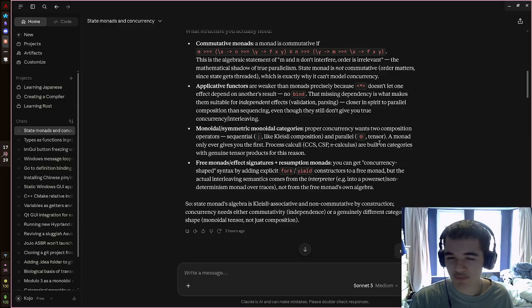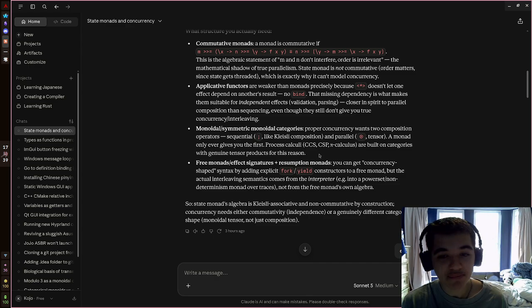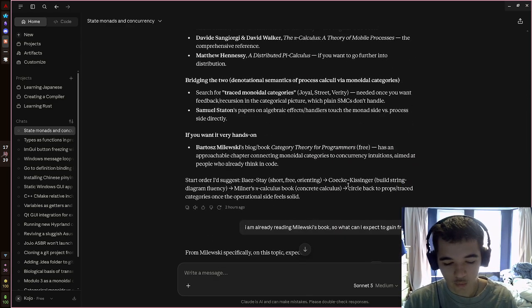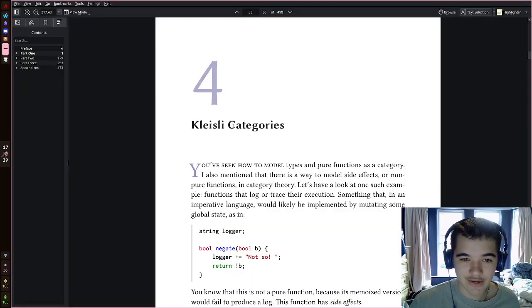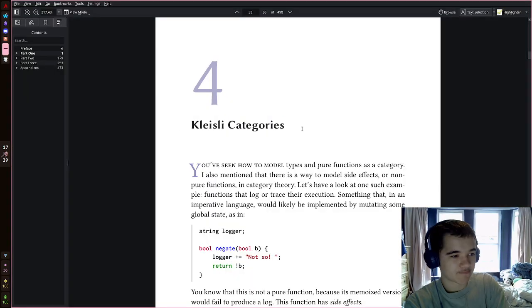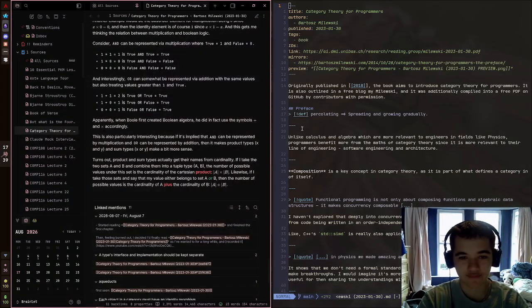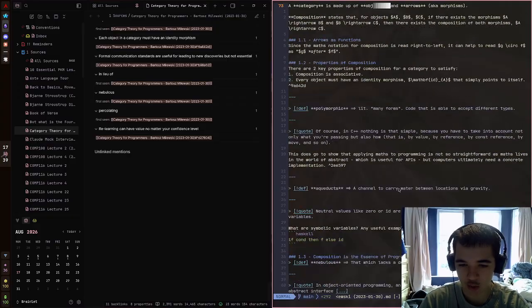I've heard of tensor product, but yeah, I don't know what it is. A monad only ever gives you the first, which is sequential. Process calculi are built on categories with genuine tensor products for this reason. Yeah. So I don't know if process calculi is the next step after learning about symmetric monoidal categories, but anyway, interesting that literally the next chapter here is called Kleisli Categories. So I can find out more about that. Yeah, so let's get back into the flow of things here.